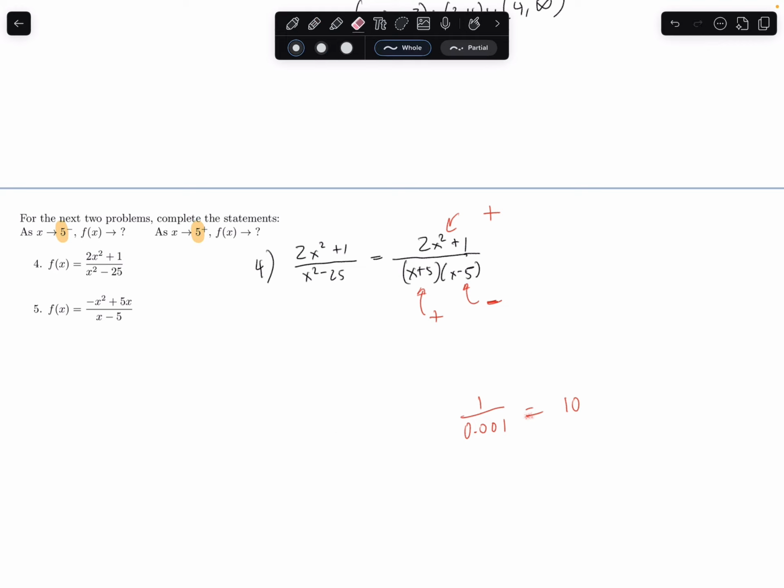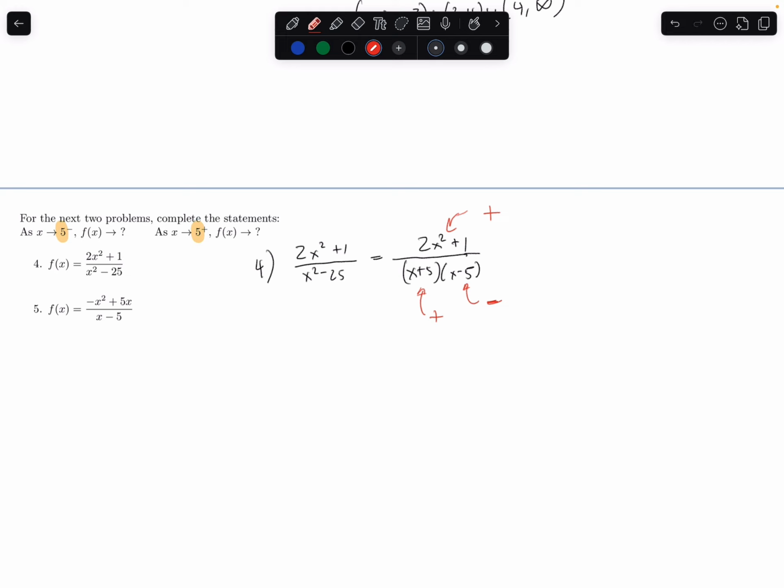And that's what's happening here. As x gets closer and closer to 5, this guy, sorry, I meant that guy, is getting closer and closer to 0. So as he gets closer and closer to 0, this whole fraction is becoming closer and closer to infinity. Now, because this is positive and that's going to be negative, this is going to go towards negative infinity.